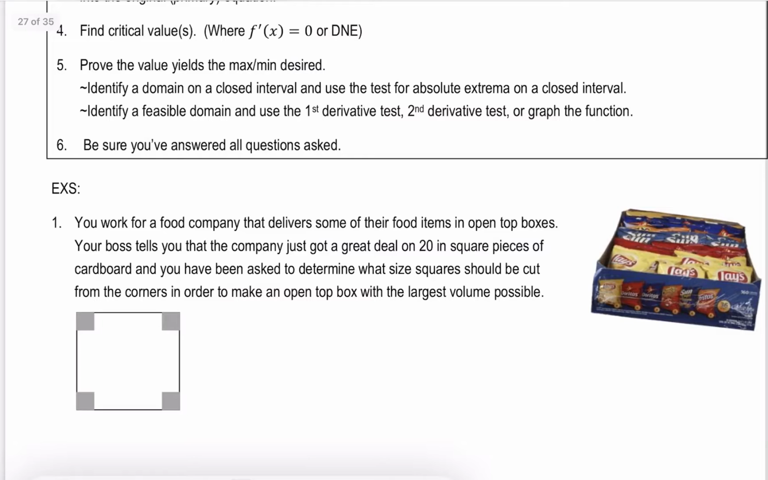So let's start with step 1, identifying what we know and what we don't know. Here's what I would say we know so far. They start off by saying we have these 20-inch square pieces of cardboard. So we have a 20 by 20 square here to start. What am I being asked to find? I'm being asked to find the size of these little x by x squares in the corners, so that when I cut these gray corners out, what we have is going to be flaps that we're going to fold up, and then that is going to form our box.